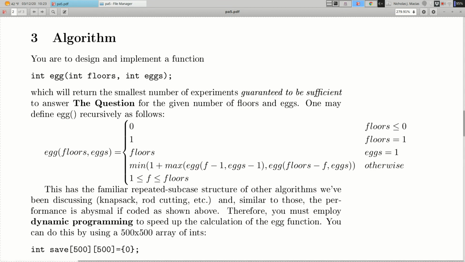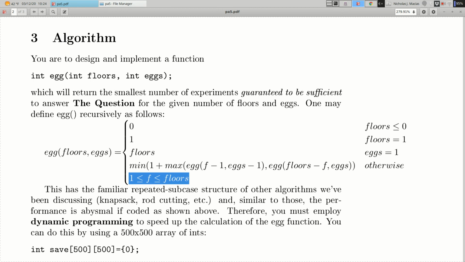So yeah, find the largest of these two calls to egg, take the largest, add one, and then find the minimum of that expression across all values of f, from 1 to floors. In some cases, people went from 0 to floors, or 0 to floors minus 1, or 2 to floors, and those are slightly different versions of this. So if you weren't getting the right number, it was probably just something like that. But ask me about it. Tomorrow's open lab, so you can come by and work on that tomorrow if you want.